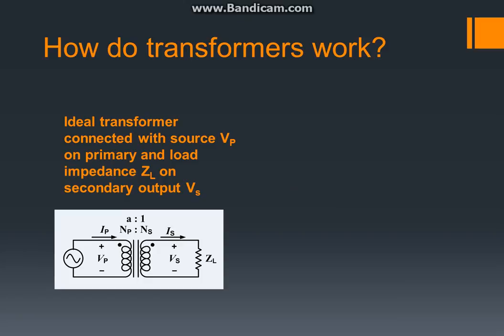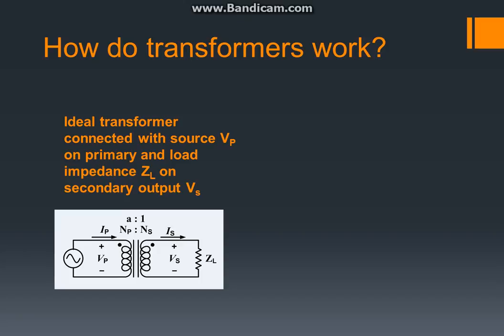Cool. So you might be wondering, well, how do transformers exactly work? So here's a model of a transformer. It says ideal transformer connected with source VP, which is right here, primary voltage. Yeah. And impedance ZL, which is right here. Secondary output VS, which is right there. Right. So VS is the secondary voltage, and the impedance is the load, or whatever resistance is on that line.